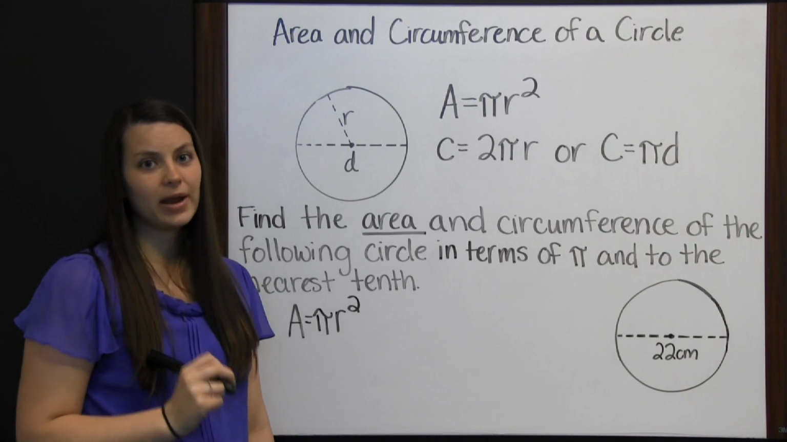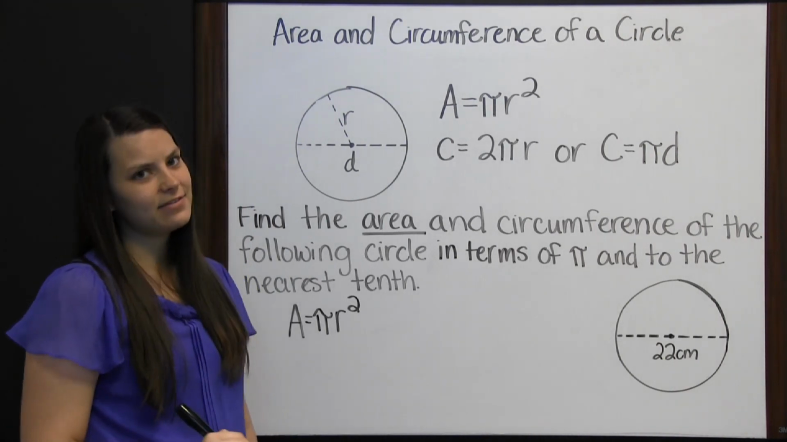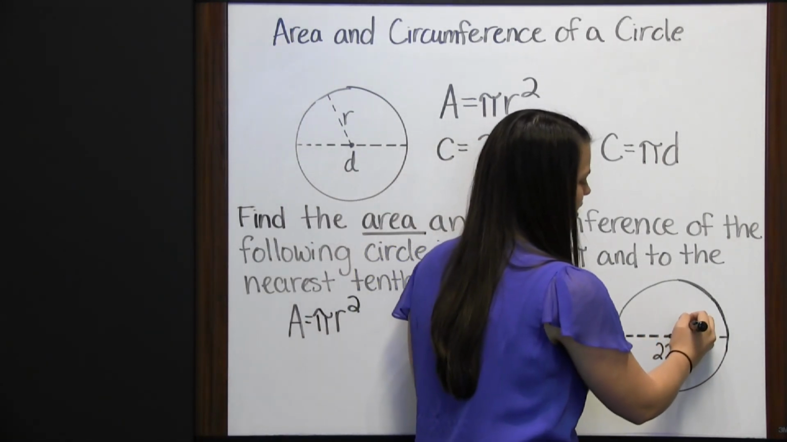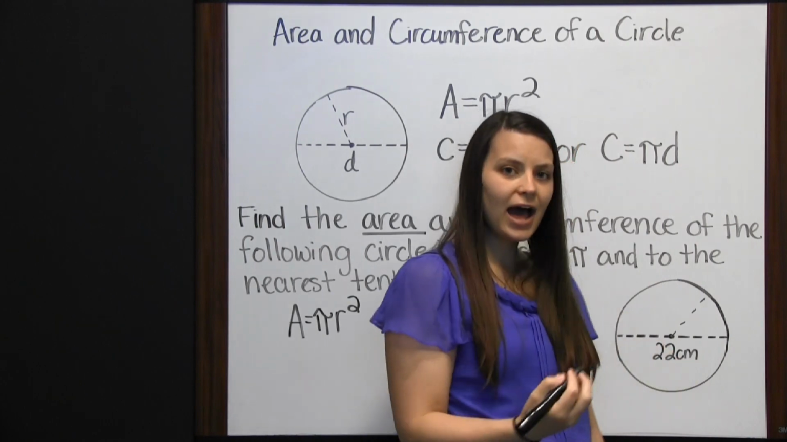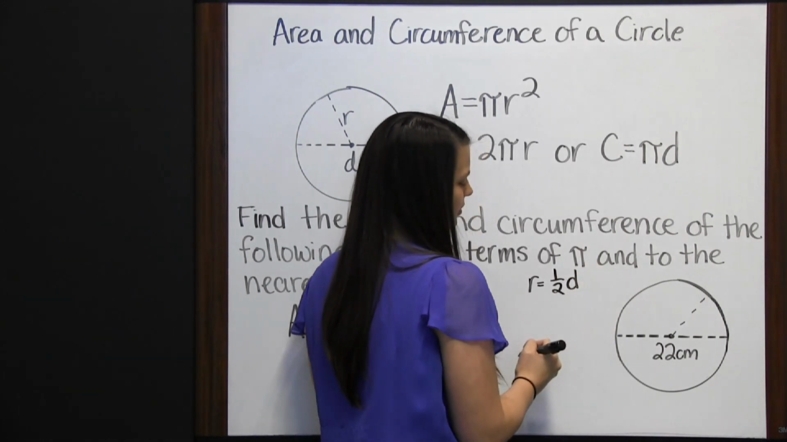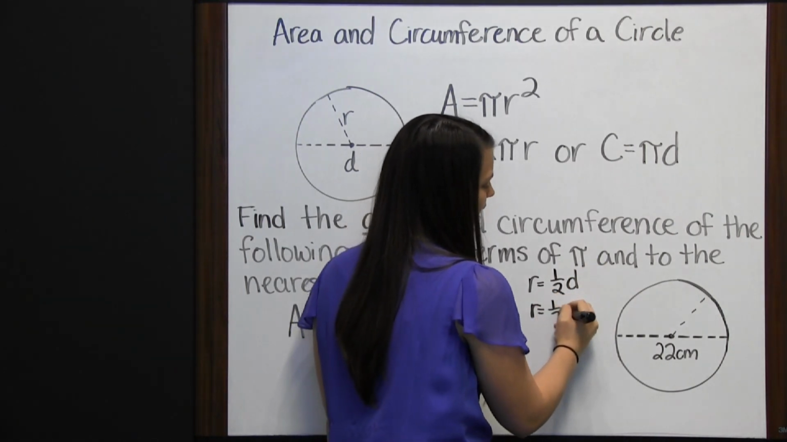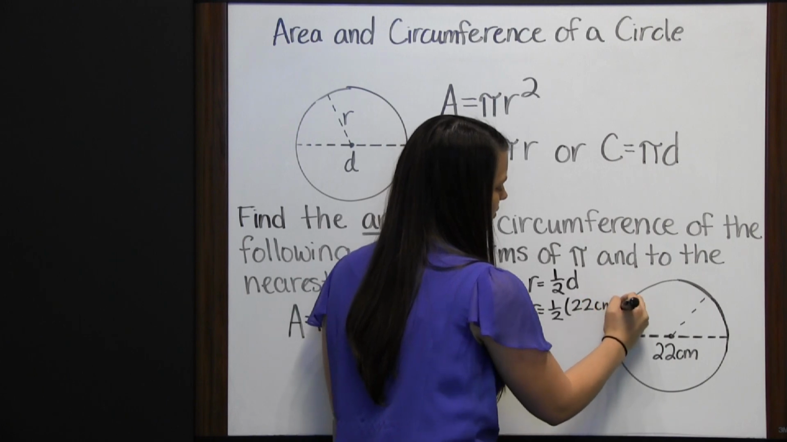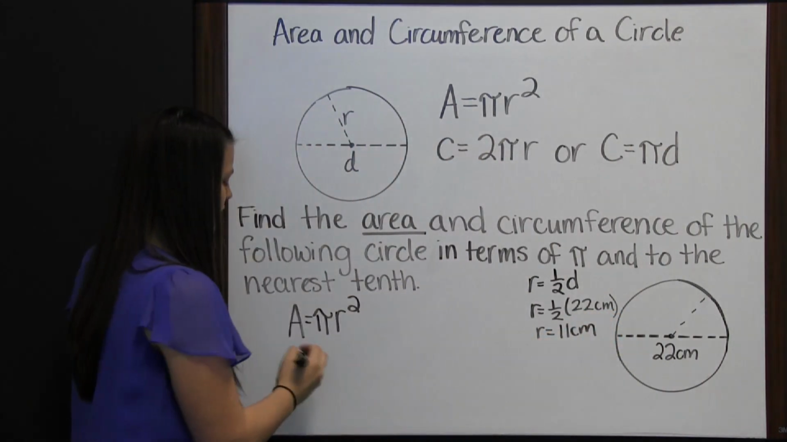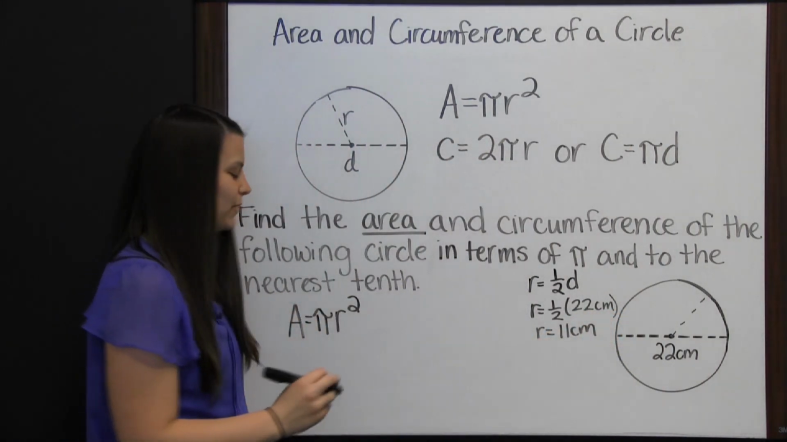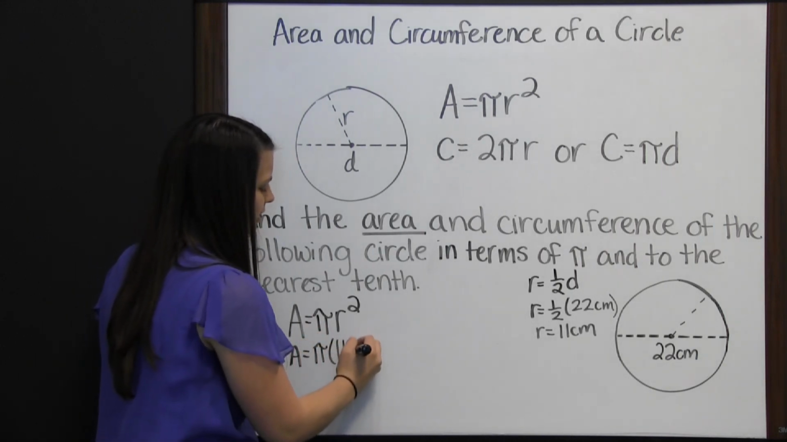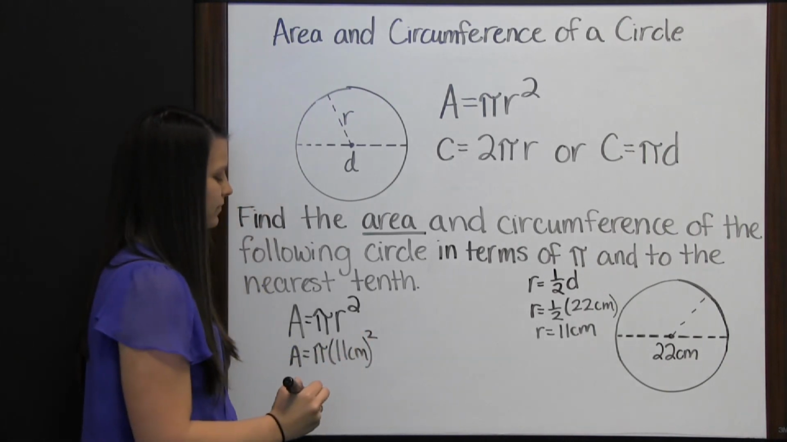Now we need to substitute our radius, but they only gave us the diameter. Keep in mind that the radius goes halfway across your shape, or that it's half the diameter. Your radius is half of your diameter. So the radius is half of 22 centimeters, which means that the radius is 11 centimeters. So now we'll substitute 11 centimeters for our radius. So our area is pi times 11 centimeters squared.